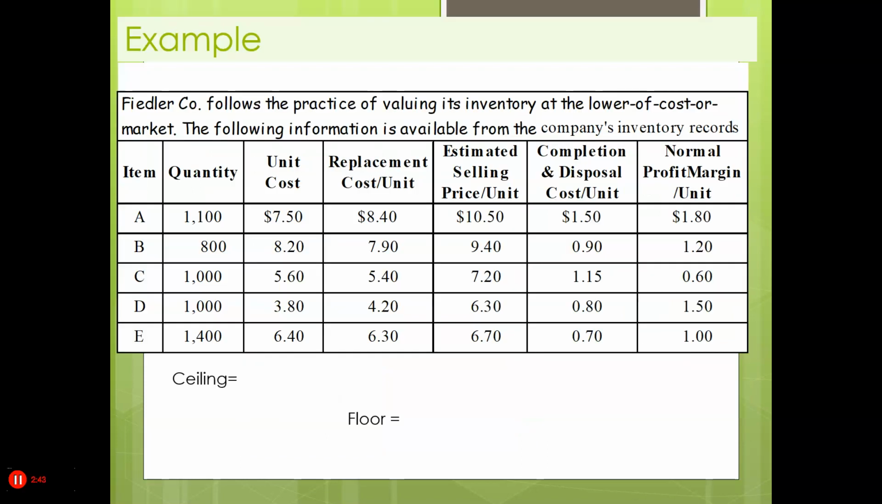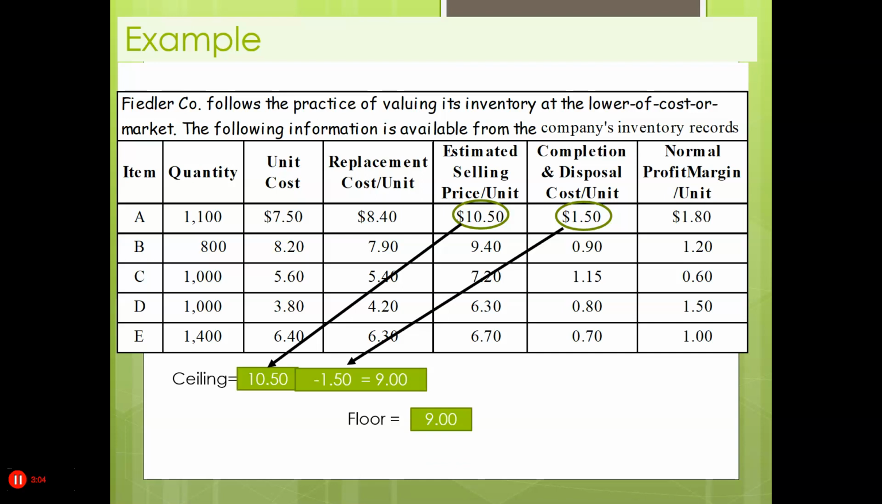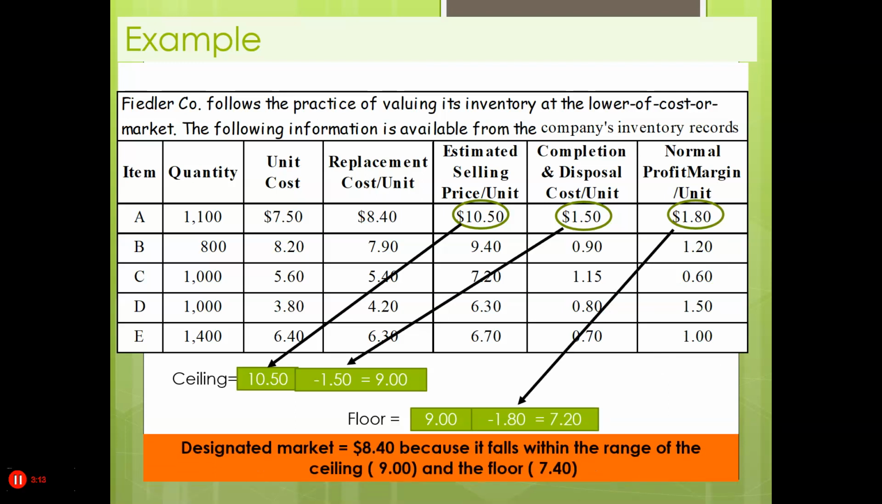So let's take a look at an example. Let's first determine the ceiling. First we're going to take the cost, and then we're going to subtract the completion and disposal cost. And that gives us $9. So that means that we cannot have the value be higher than $9. The floor, we're going to take the ceiling and subtract from that the profit margin. So that means it has to fall within that range. Our designated market of $8.40 falls within the range of $9 and $7.20, so that would be our designated market of $8.40.